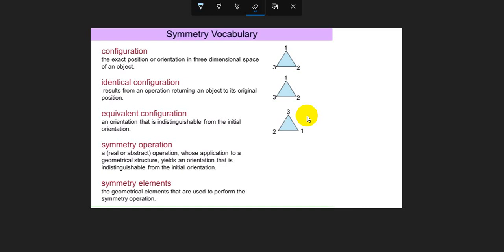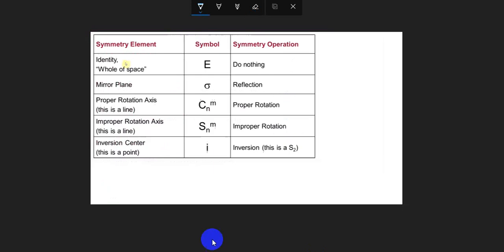Now we talk about symmetry vocabulary, like configuration, identical configuration, equivalent configuration, symmetry operation, and symmetry element. You can take a screenshot of this page. So now we have some symmetry elements and symbols and symmetry operations.